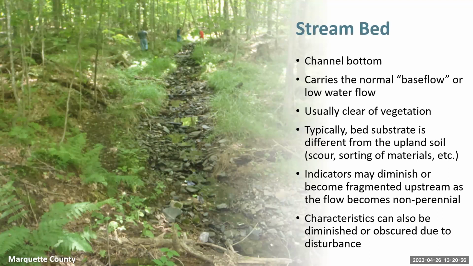The indicators of a stream bed may diminish or become fragmented upstream as the flow becomes non-perennial. And then characteristics can also be diminished or obscured due to disturbance.